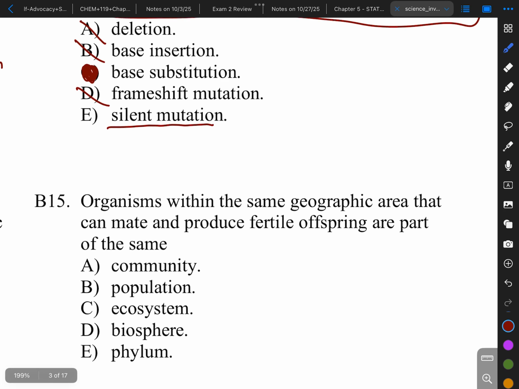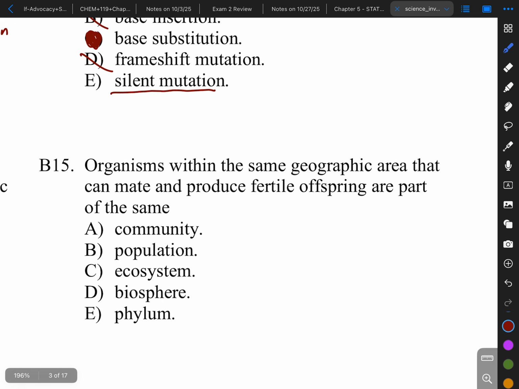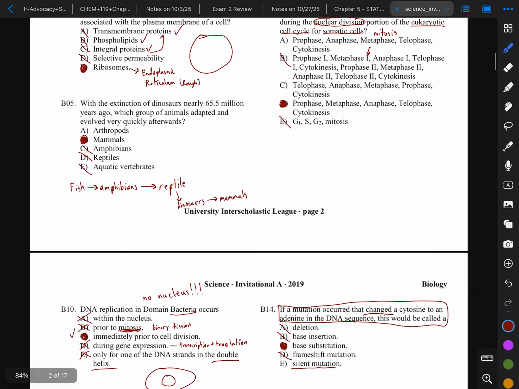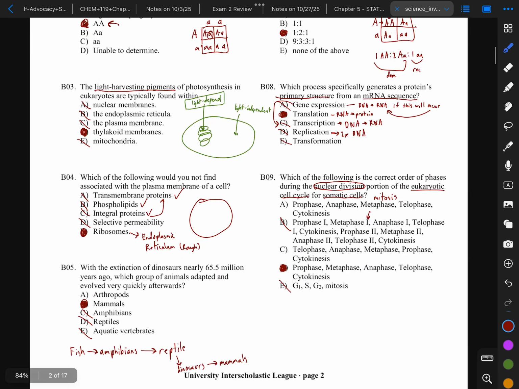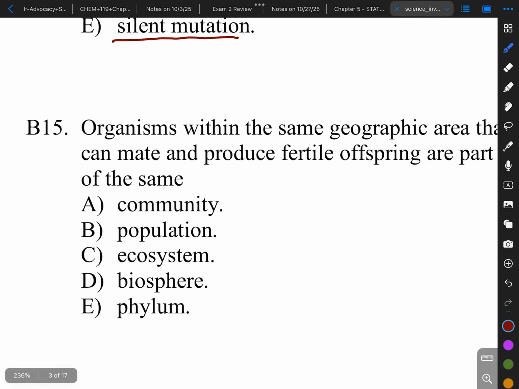Animals in a geographic area that can mate and produce fertile offspring are part of the same what? This is talking about the different classifications and organizations of life. It's separate from number 1, the different taxonomic structures, because we're not talking about how to classify animals. We're talking more about how to classify organisms, how to separate them based on size and complexity. So immediately we get rid of phylum, because that's actually a taxonomic structure.